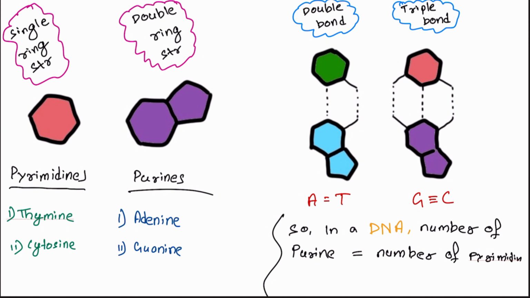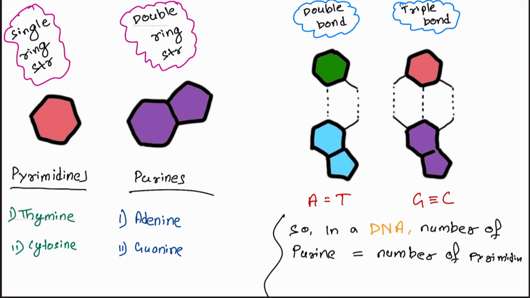And one thing to know is, in a DNA, the purine of one chain always binds with the pyrimidine of the other chain. Adenine binds with thymine with a double bond, and guanine binds with cytosine with a triple bond, due to which the adenine-thymine bond is more easily breakable than the guanine-cytosine bond. So in a DNA, the number of purines is equal to the number of pyrimidines.